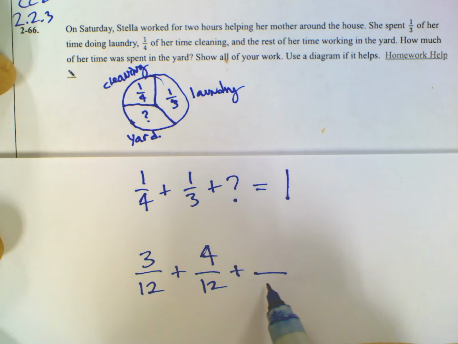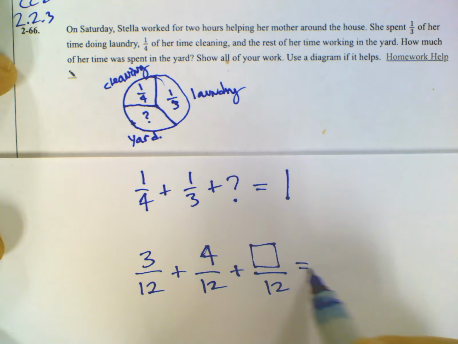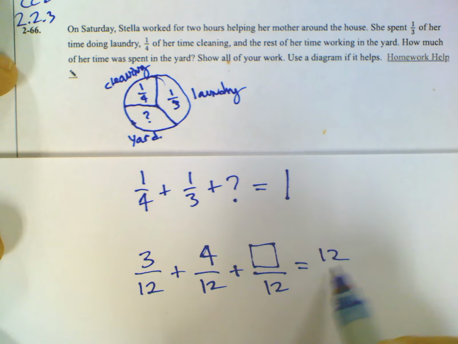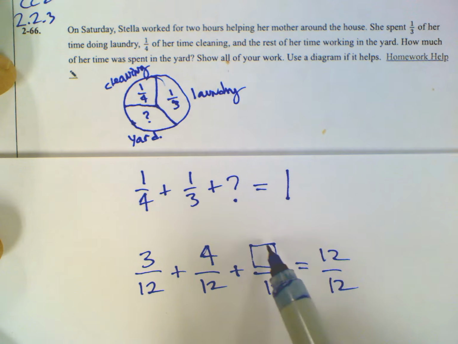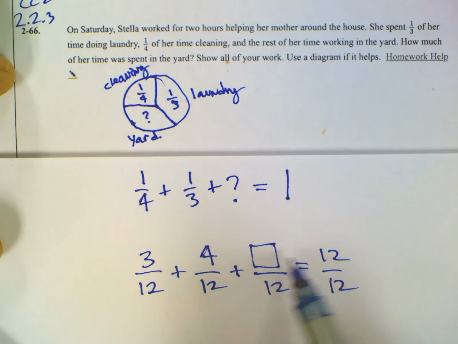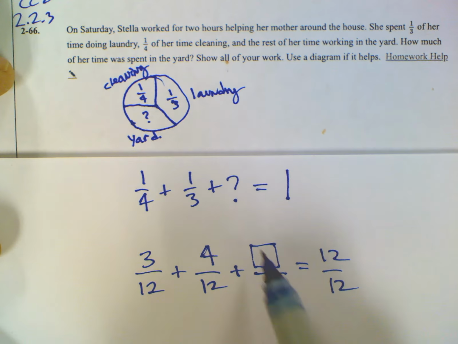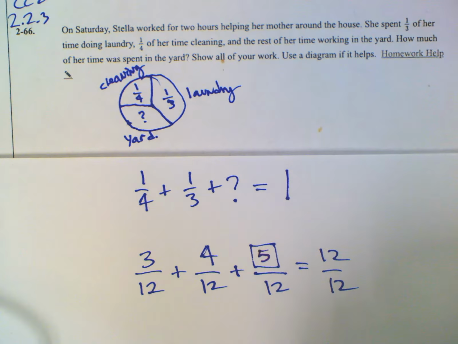So now I can look at this question mark as something twelfths, right? What part would give me the 1 whole, and the 1 whole would be 12 over 12. If I convert all of that to have common denominators, it's easier to see what part is missing. So I have 3 plus 4 plus something has to equal 12. Well, 3 plus 4 is 7, so the remainder would be 5. So 5/12 would be the fraction of time she spent in the yard, based on looking at that circle diagram.